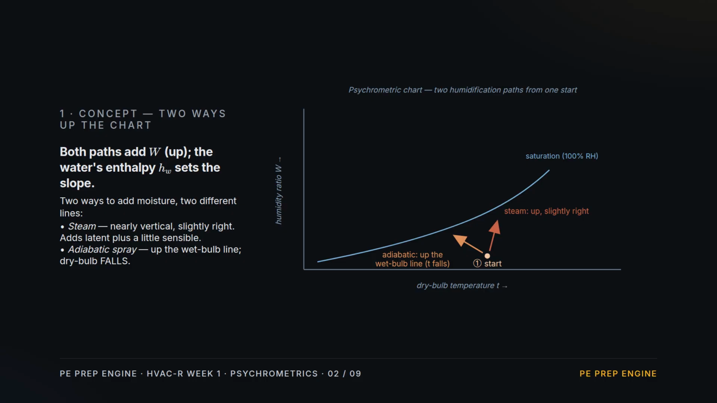Concept 1. Two ways up the chart. Both steam and spray raise the humidity ratio, so both move up. What differs is the slope of the line, and that slope is the enthalpy of the water you inject. Steam is hot, so its line is steep and leans slightly right. Spray water is cool, so its line runs up along the wet bulb and the dry bulb falls.